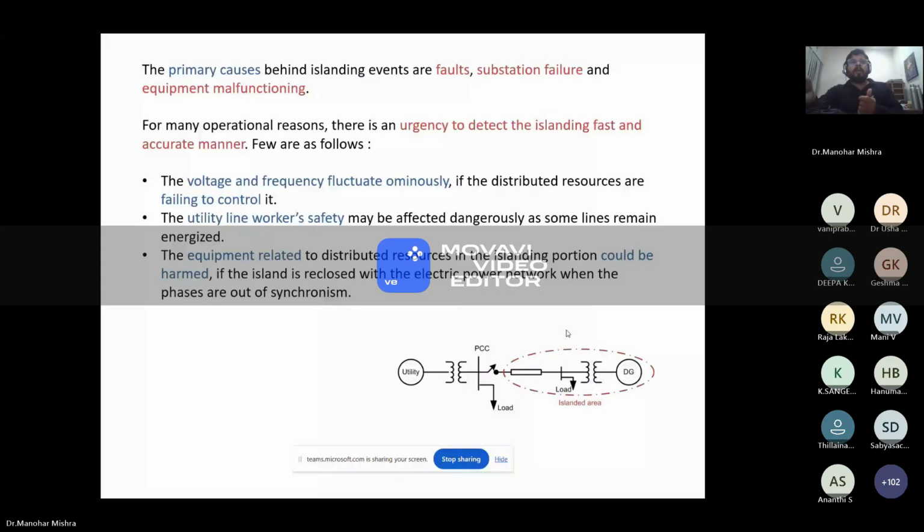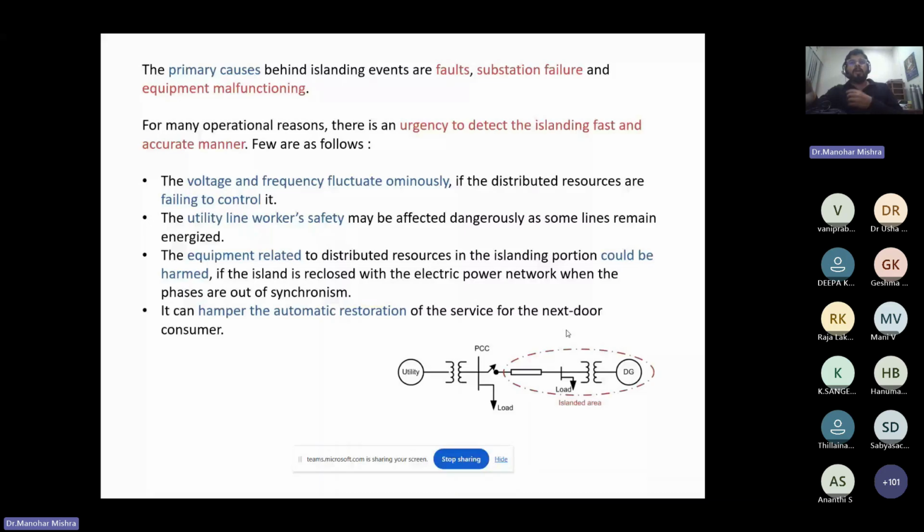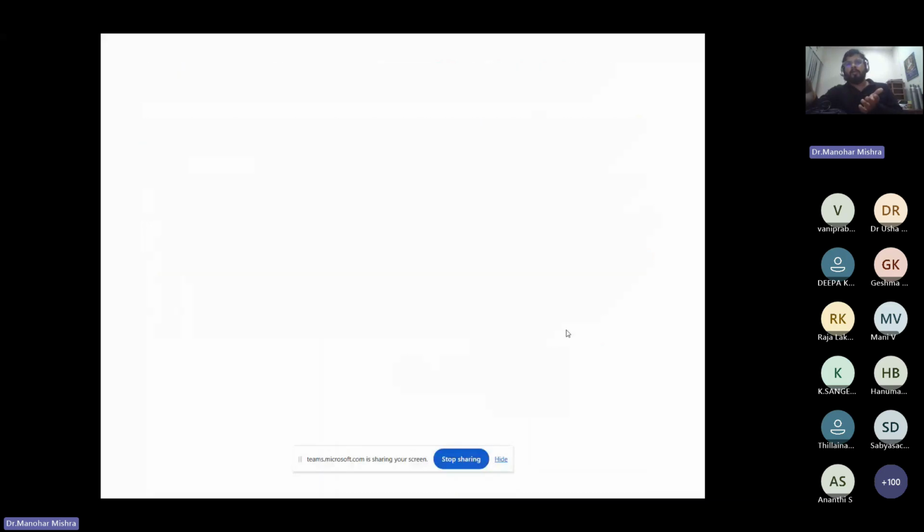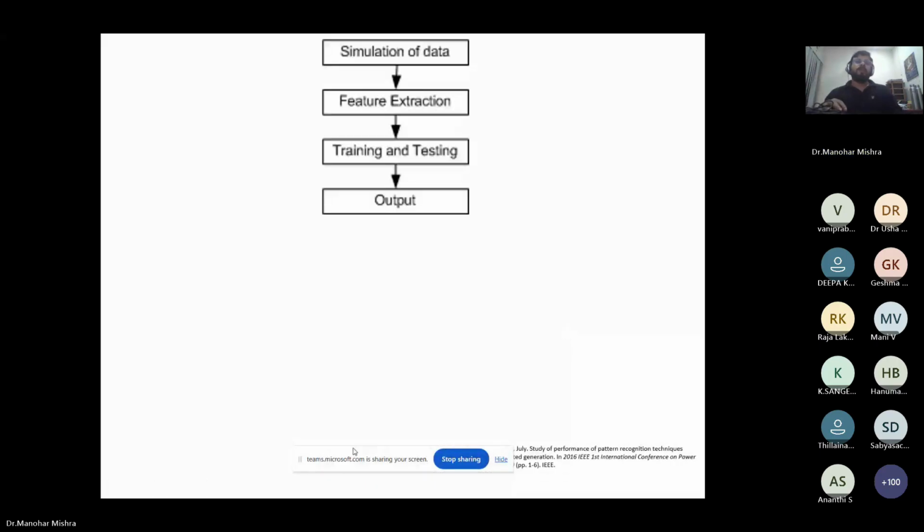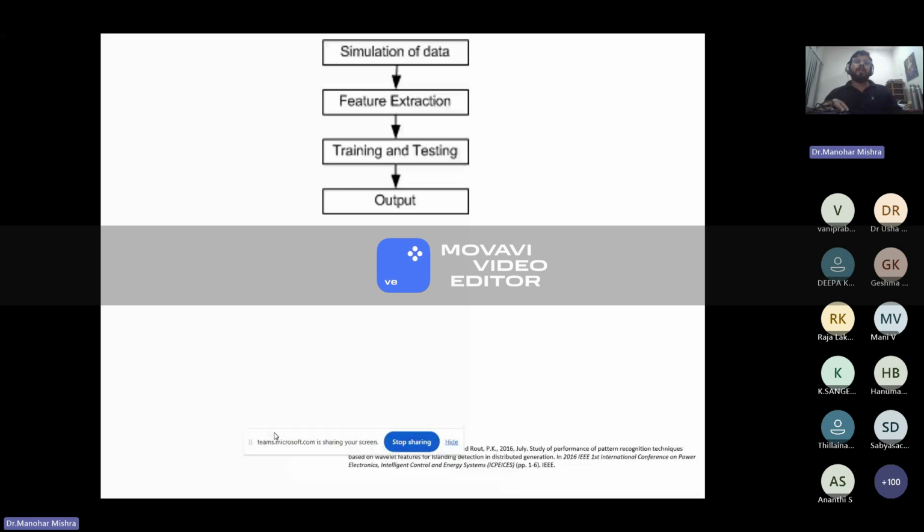Then it can hamper the automatic restoration. Once islanding occurs, automatic restoration is also important. So detection of islanding is important beforehand as well. This is one method that has been published, in one conference in 2016.